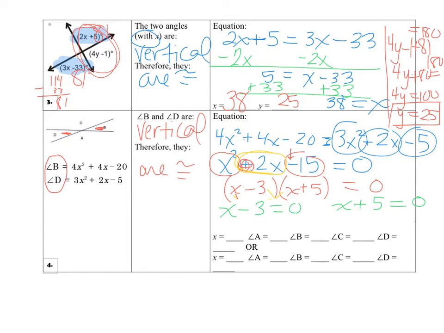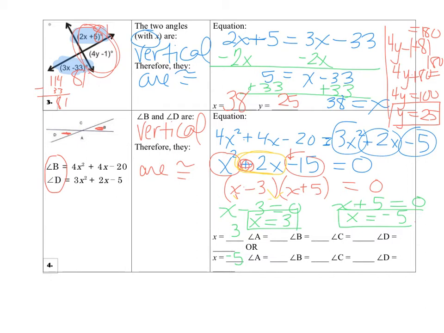Well, on the left, I'm going to add 3 to both sides. So x is 3. And on the right, I'm going to subtract 5 from both sides. And we get x is negative 5. So here's my x values. But we're not quite finished yet. So my first one here is x is 3. My second one, I'm going to fill in x is negative 5. And now we're going to figure out what the angle measures actually are.